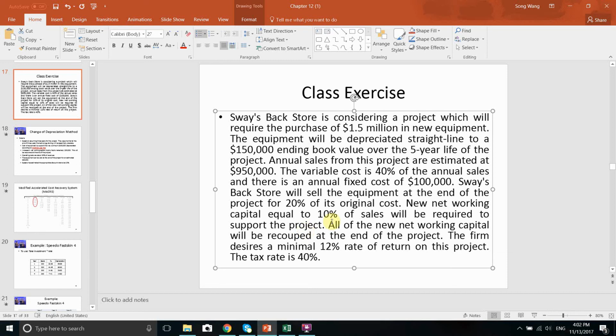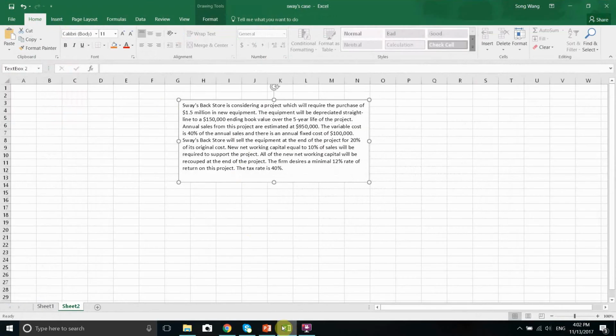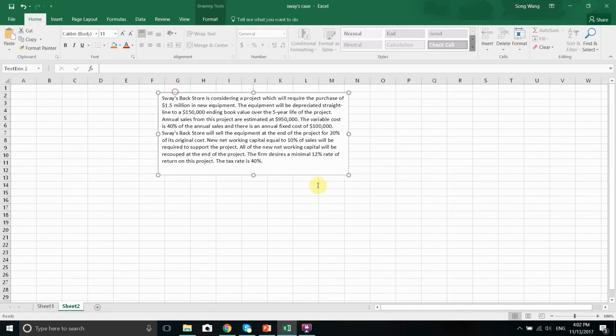All right, so let's look at this class exercise. Basically, that's a capital budgeting plan for one company, and I'm going to do it in Excel. And right here, that's the information.